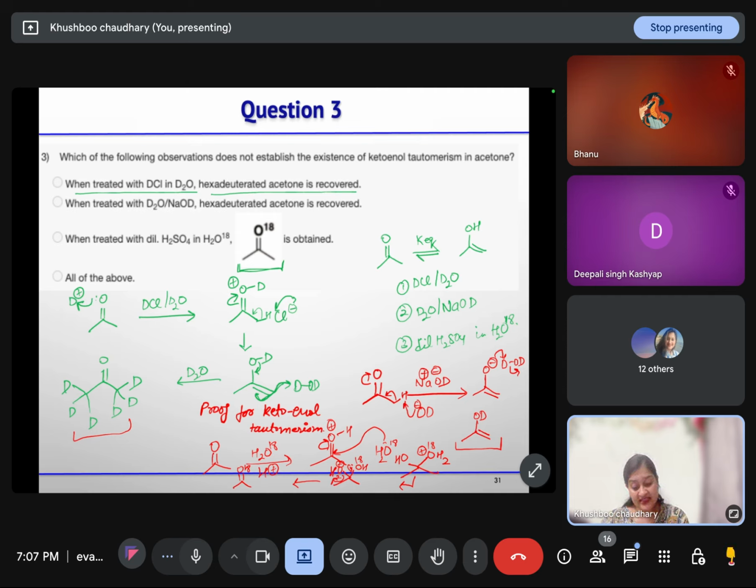So in the third case, water can directly attack at the protonated oxygen or protonated carbonyl carbon. This will not specify that keto-enol tautomerism is taking place. Clear?